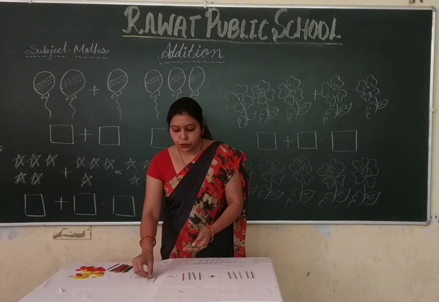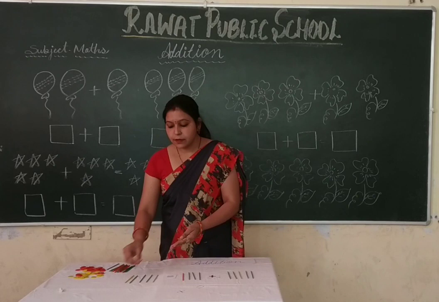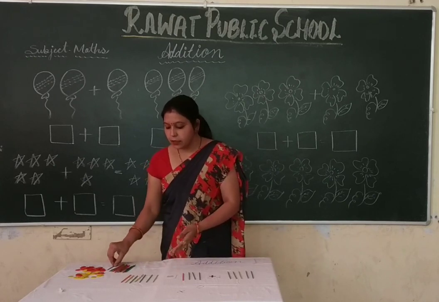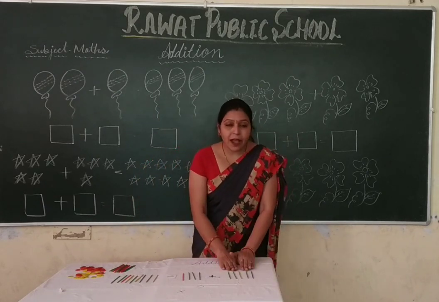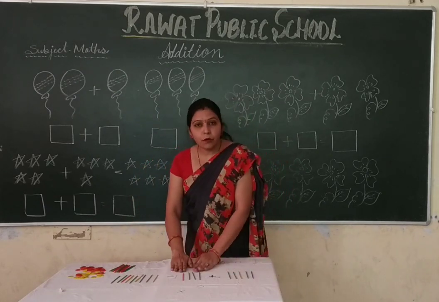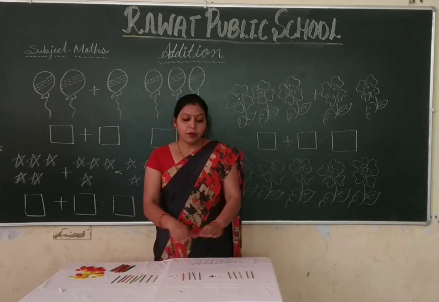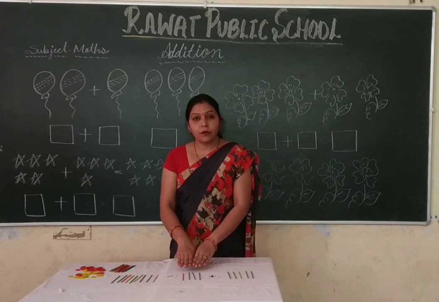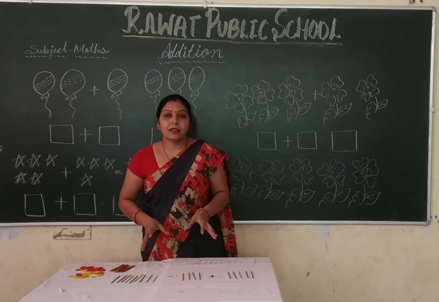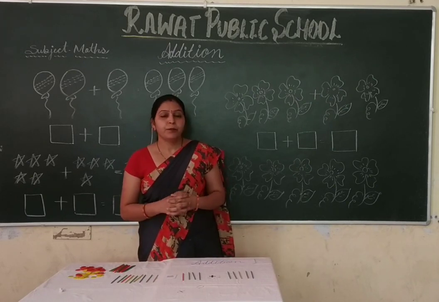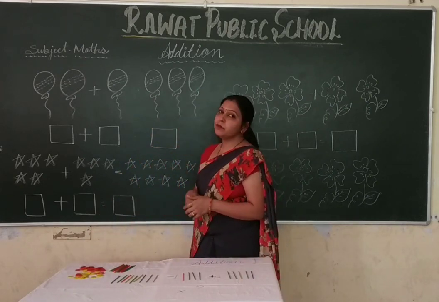1, 2, 3, 4, 5, 6, 7, 8, and 9. So students, 5 sticks plus 4 sticks is equal to 9 sticks. Understood? 5 sticks plus 4 sticks is equal to 9 sticks. So students, these are the examples of addition. Now let's start the addition exercise with the help of this book.